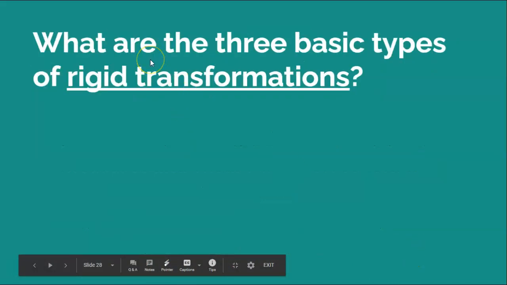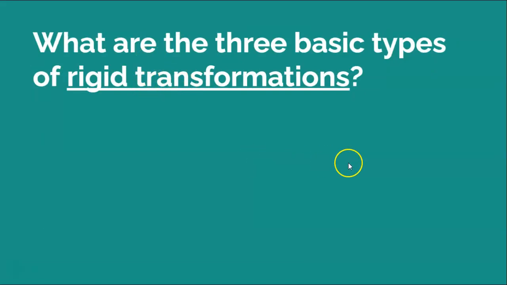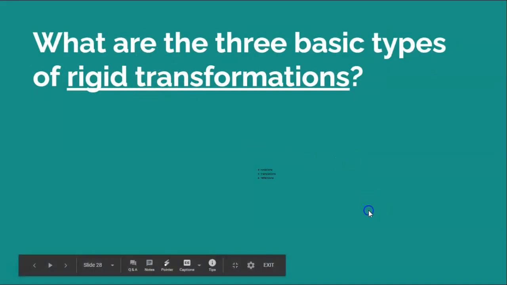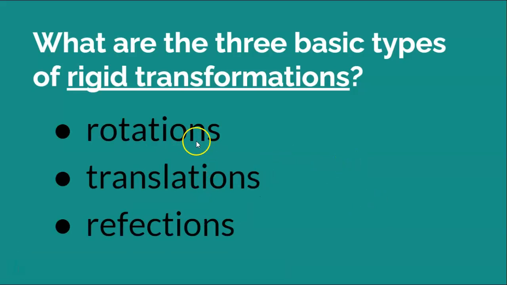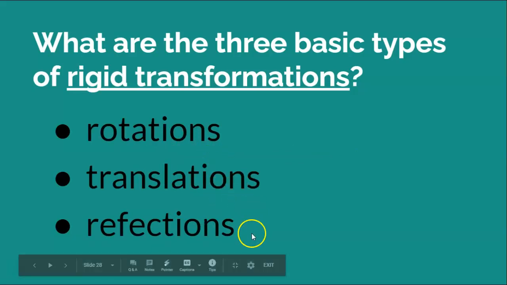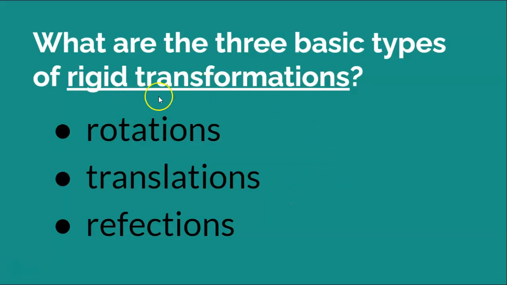Okay, what are the three basic types of rigid transformations again? We have rotations, translations, and reflections. These are all rigid transformations. You have to preserve the length of the sides, and the angles must be equal.